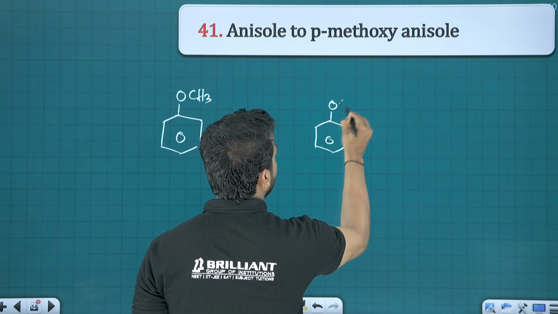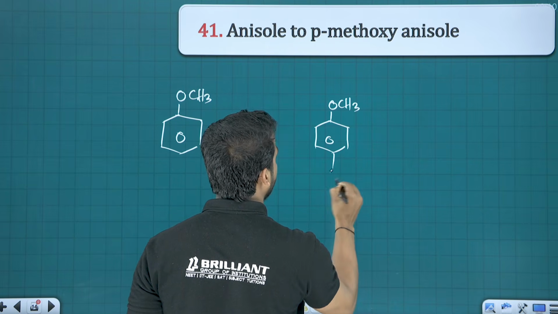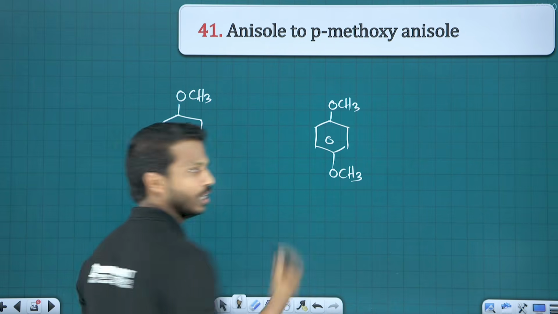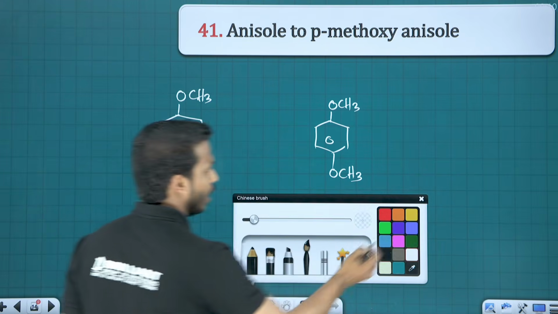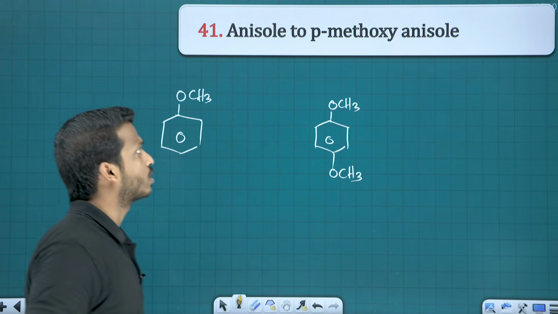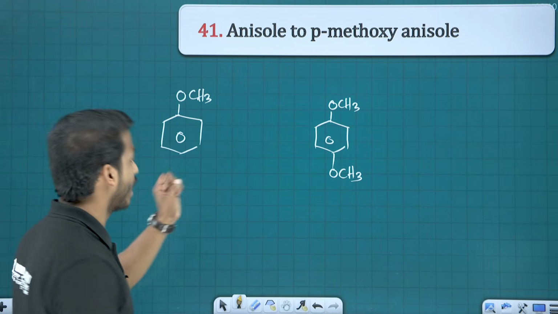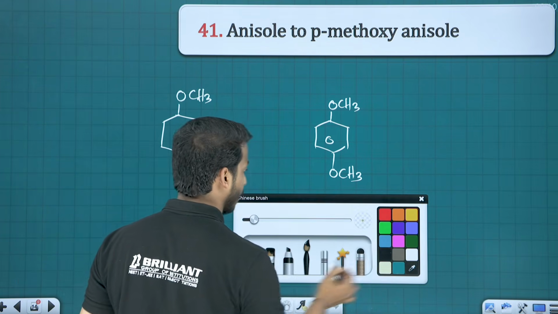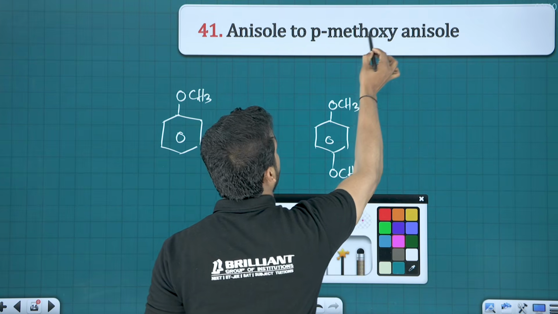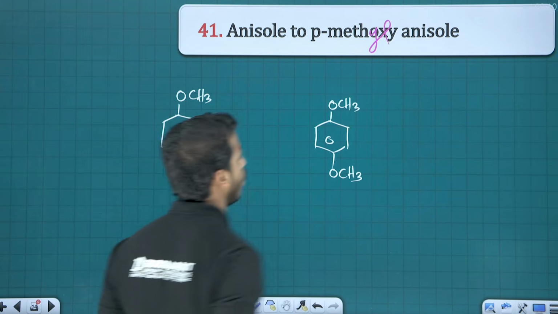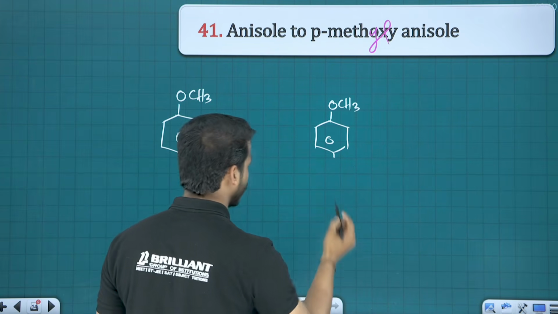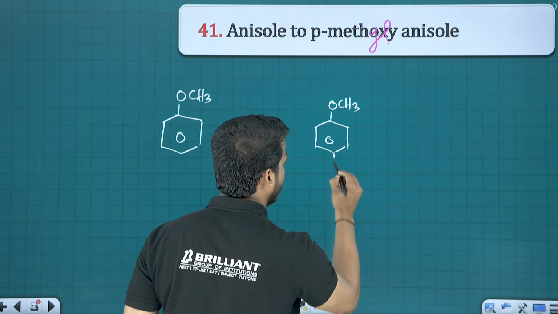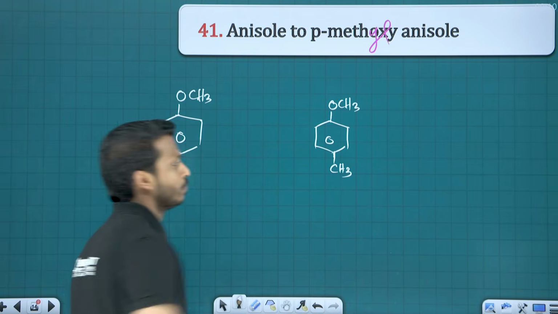Para-methoxyanisole. This is anisole. What is meant by para-methoxy? One more OCH3 group. Actually, para-methoxy anisole is not the one; it is para-methyl, okay? Para-methyl is the compound, not methoxy. Mostly they will ask you about the methyl group on this one.